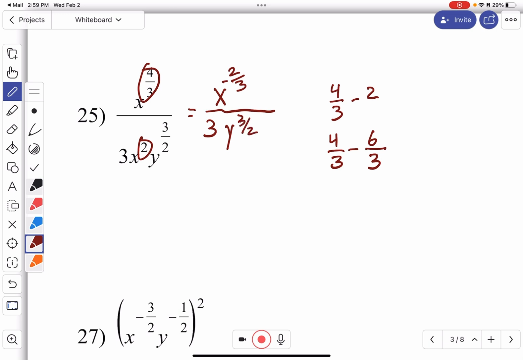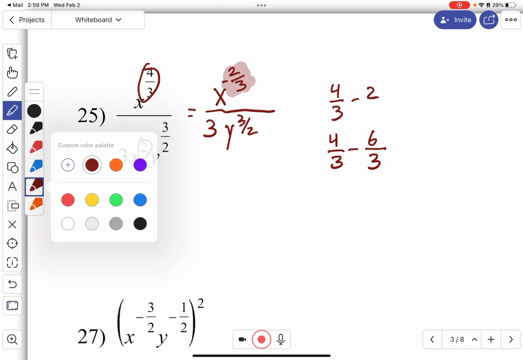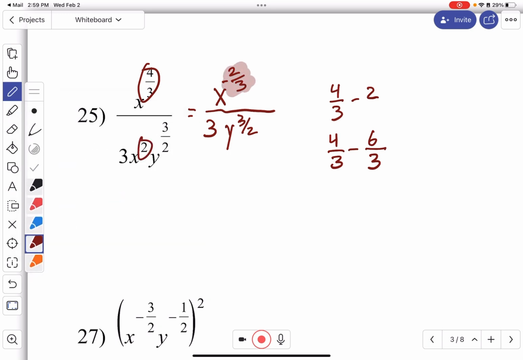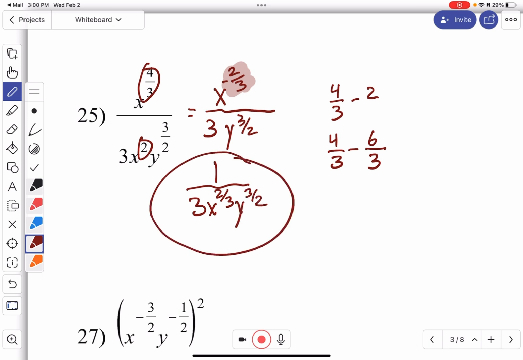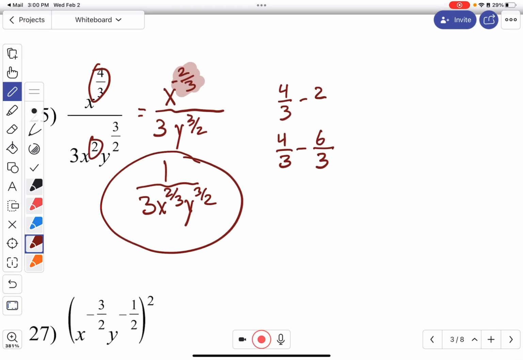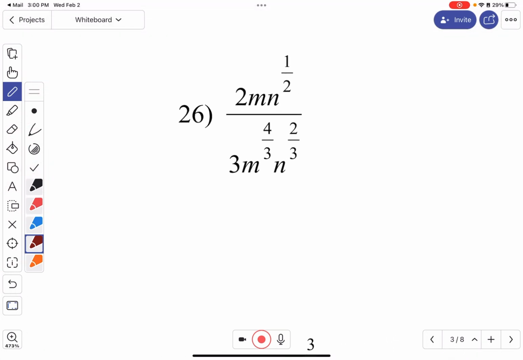But now if you notice, we've got that negative exponent. We don't like negative exponents. So since we don't like negative exponents, the way we deal with that is we move it to the denominator and make it positive. There's number 25. Number 26.